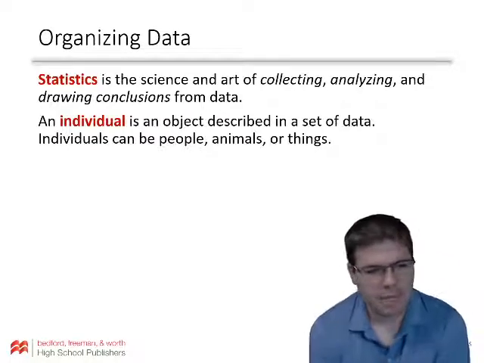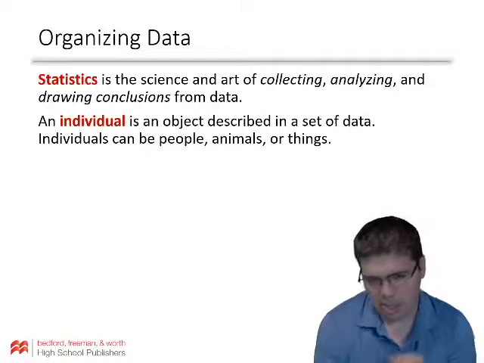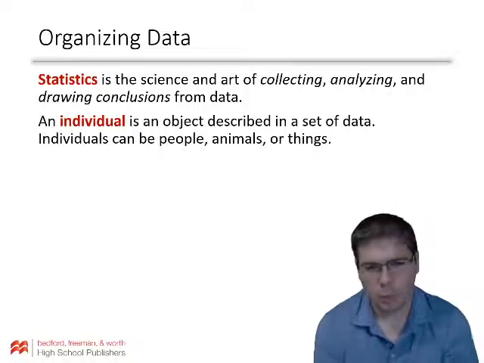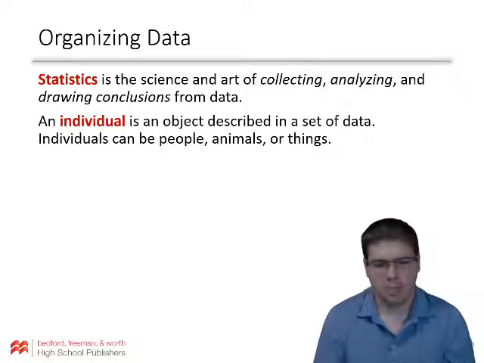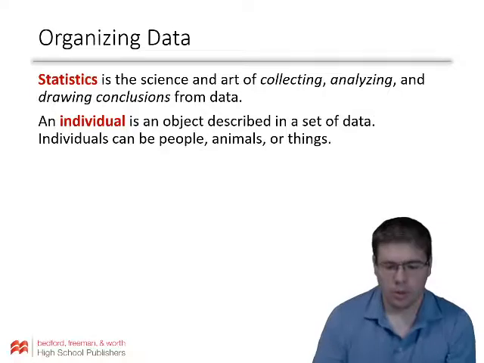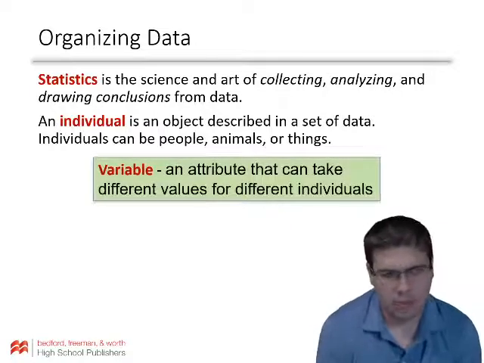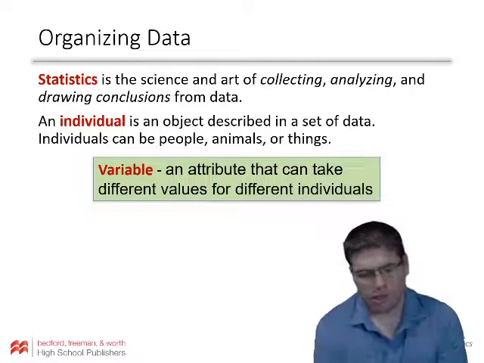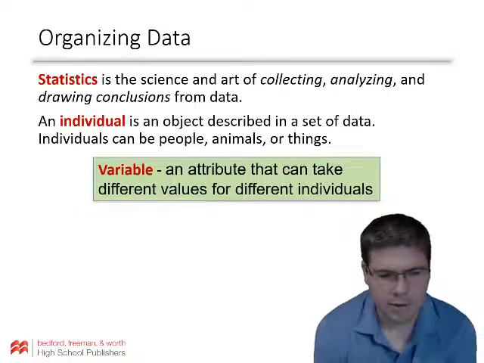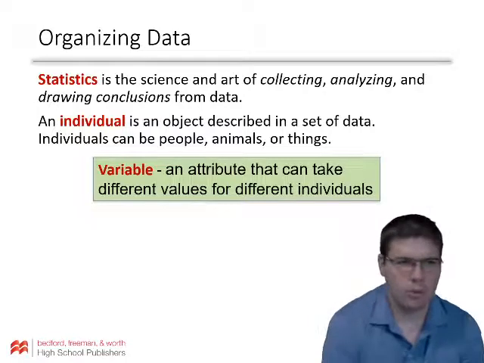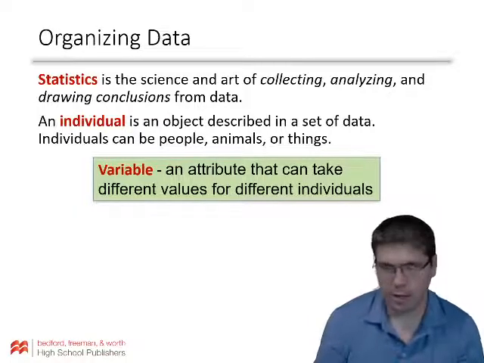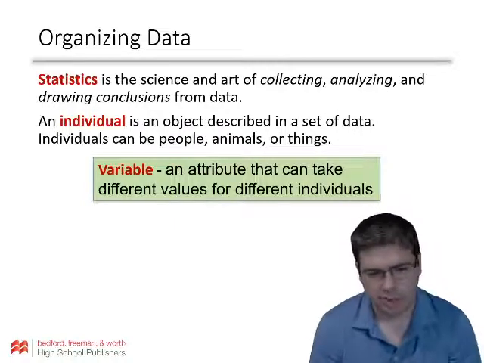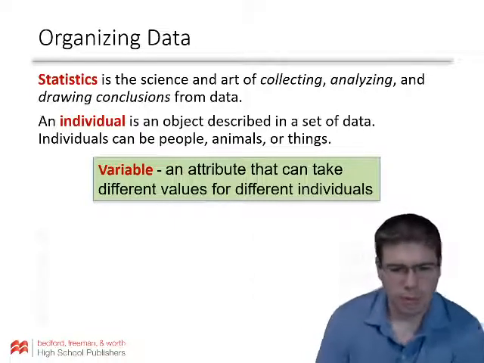So an individual is the object, the person. It could be a thing, whatever it is that we are interested in knowing something about. What we want to know about them is what we call the variable. So this could be like their height or weight or something like that. It would be a variable, something that varies from individual to individual. We don't really study the things that don't vary, because those things aren't interesting. What's interesting are the things that vary, that change from individual to individual.